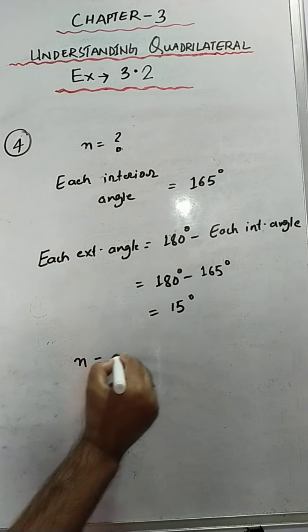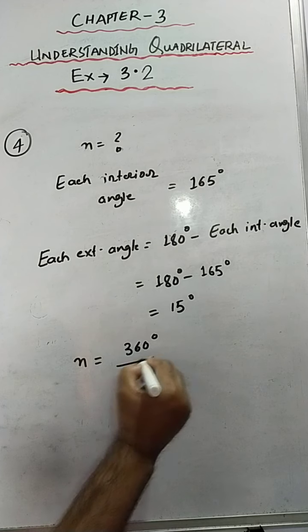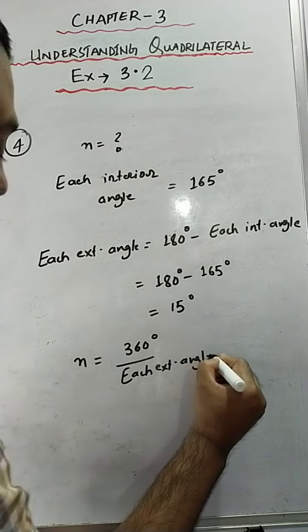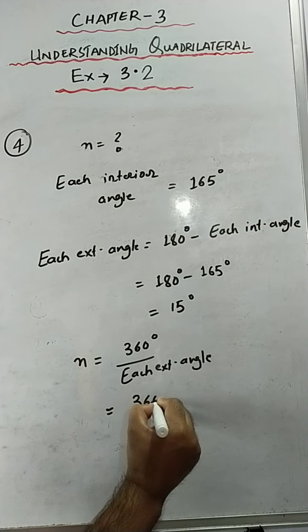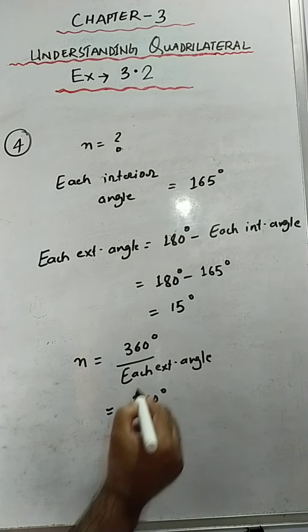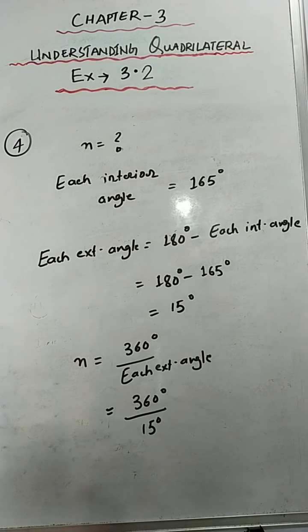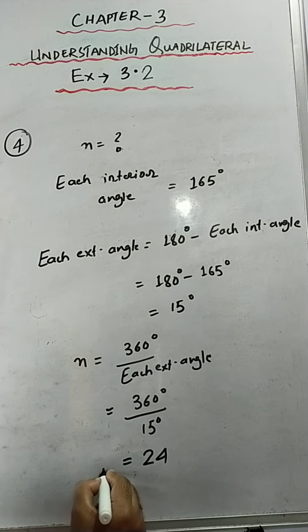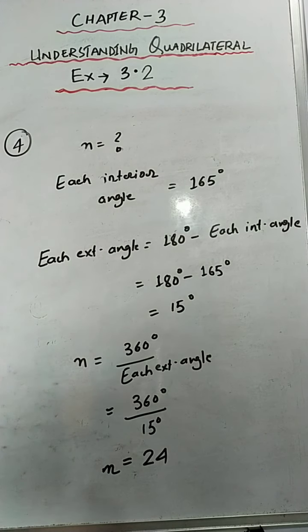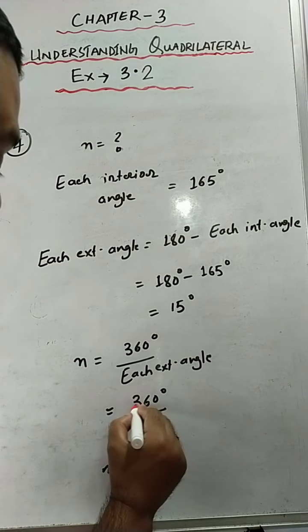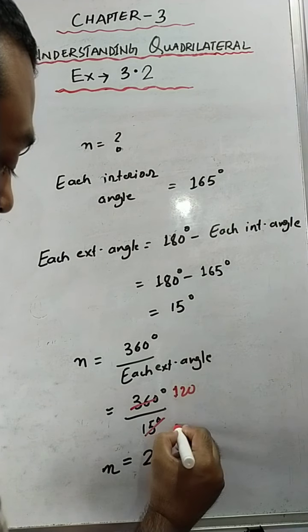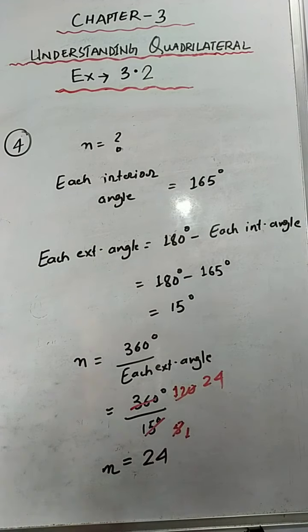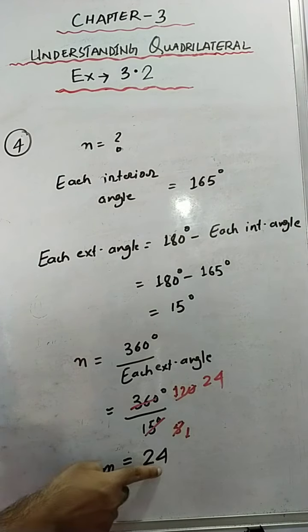Now n would be equal to 360 by each exterior angle. Now just put the value of each exterior angle, that is 360 degree by 15 degree. Now if you reduce this, you will get the answer as 24. Okay, so how to reduce it? Reduce it with 3, 120 by 5. If you divide 120 by 5, you will get the answer as 24. So number of sides is equal to 24.